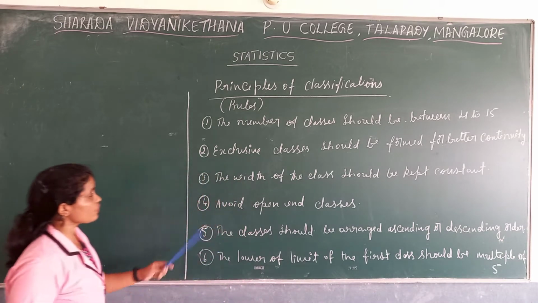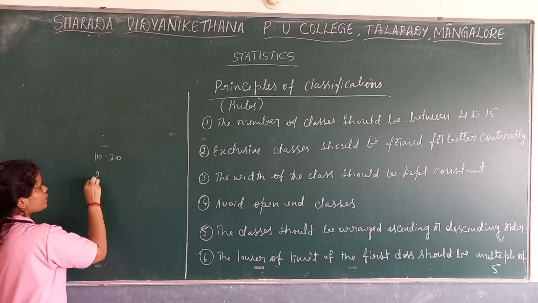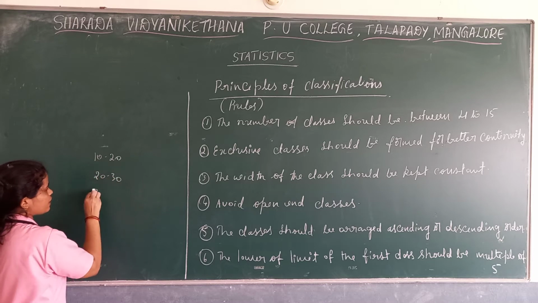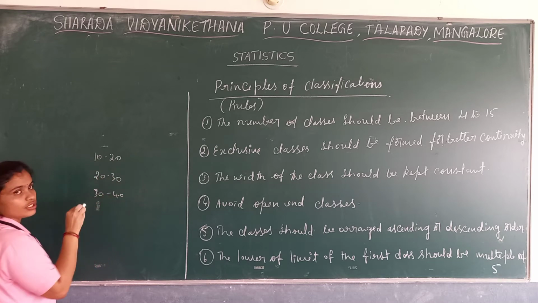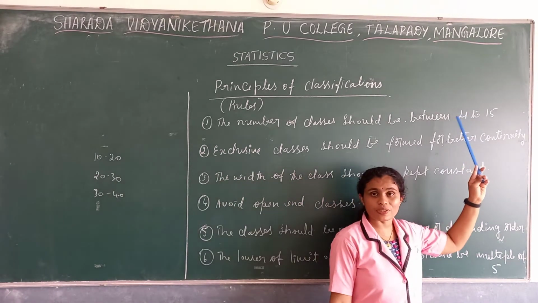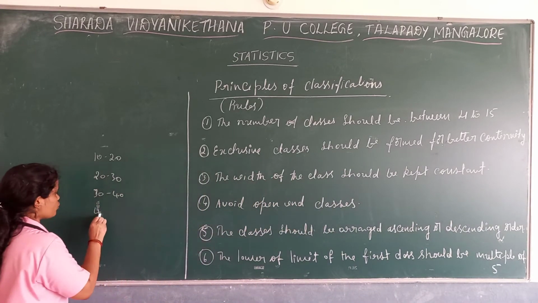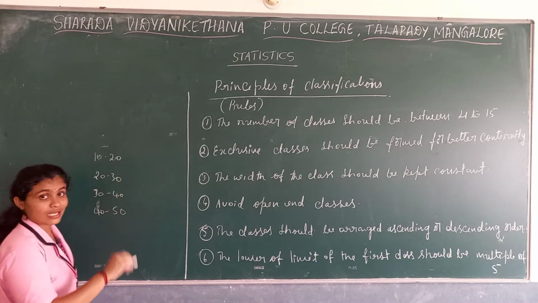For example, we are framing class intervals now. We are framing 10 to 20, 20 to 30, 30 to 40. Only 3 classes. It shouldn't be 3. At least, minimum there should be 4 classes. 40 to 50. Minimum there should be 4 classes.